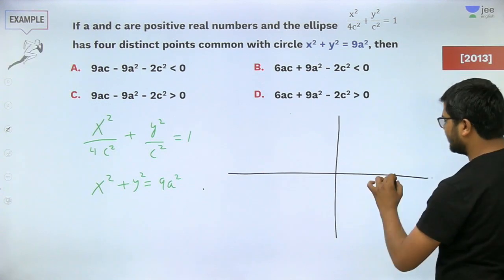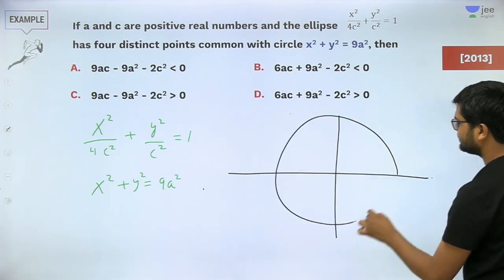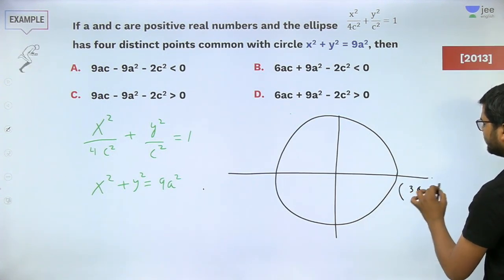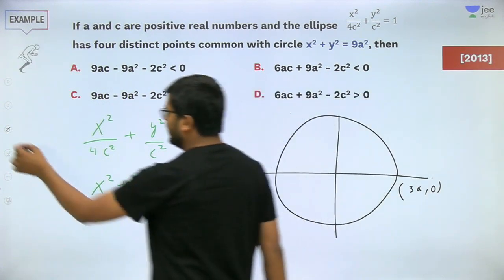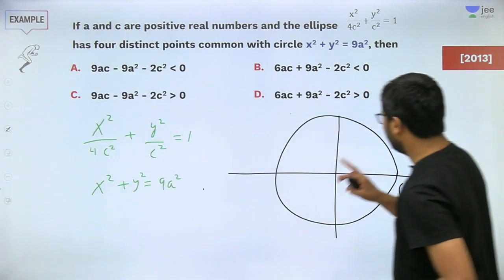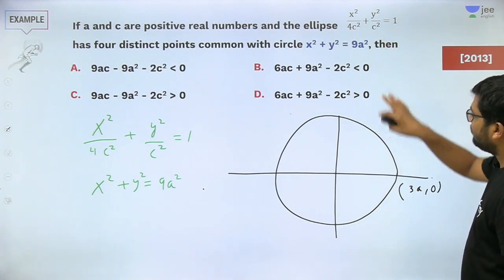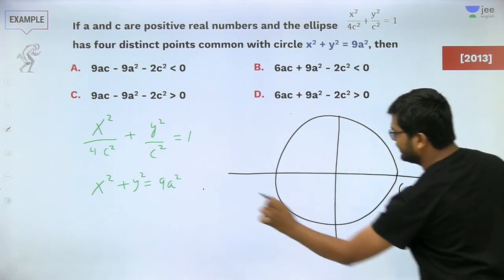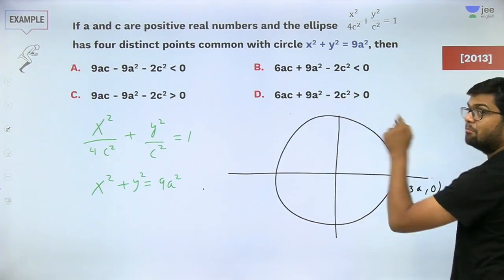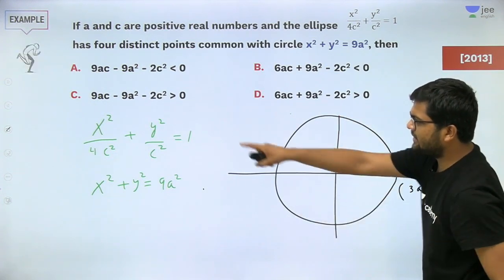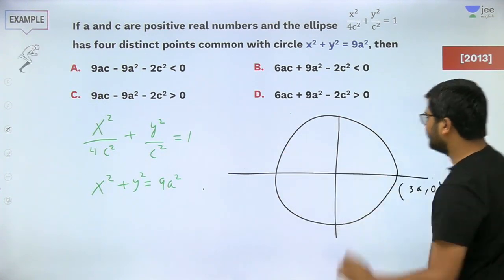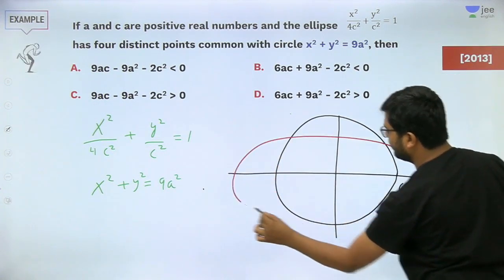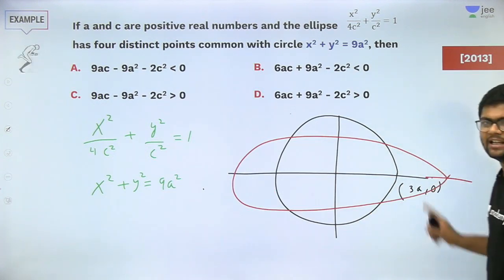First of all, let me draw the circle. This is a circle of the radius 3a. A random circle, getting my point? This point is 3a comma 0. I am writing about this point only. Okay, now let me just draw the ellipse. Now the ellipse should be such that it should have 4 points of intersection. Now the 4 points of intersection can come once like this one or like this one. But I know for sure that this ellipse is a horizontal ellipse. So I know that it should be something like this. Getting my point? Since this is a horizontal ellipse, the 4 points of intersection can come only like this.